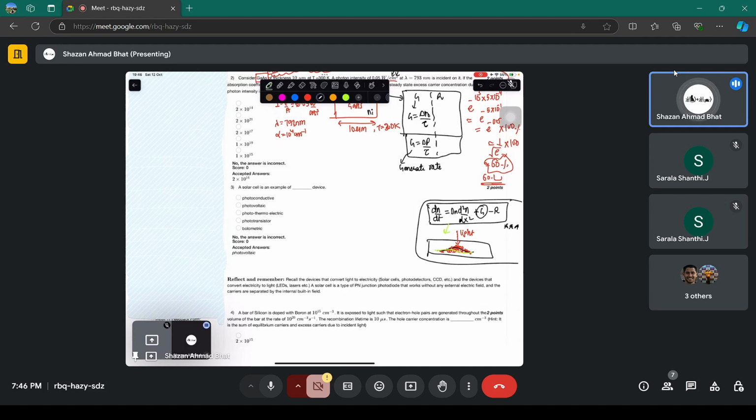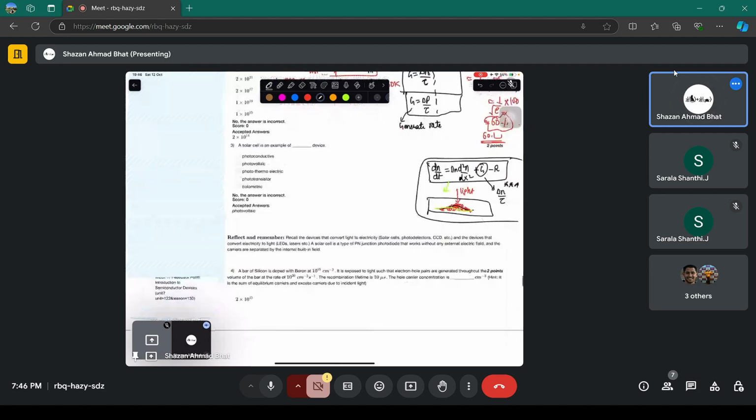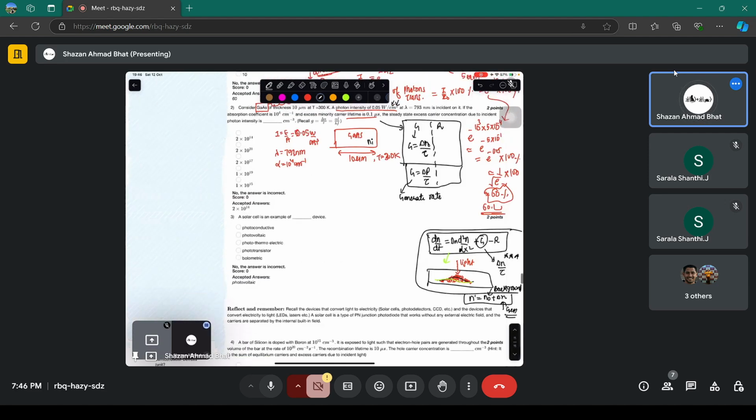So this recombination component here is basically the change in this concentration divided by the recombination time. And you know that the overall n is basically n naught plus delta n. This is because of the generation from the light, and this is because of the background concentration. So this is the overall n.